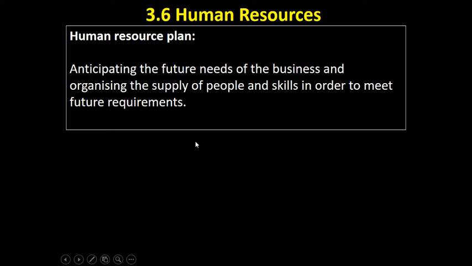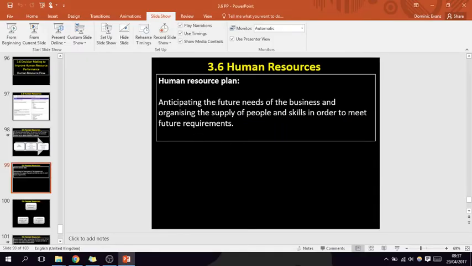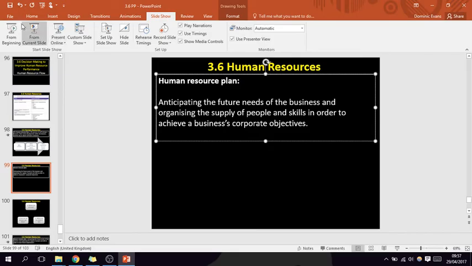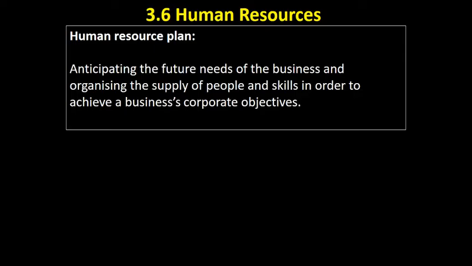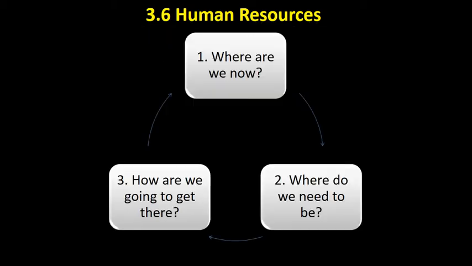A better way of saying that is probably, in order, the human resource plan. In fact, I'm going to change this definition: it's anticipating future needs of the business and organising the supply of people and skills in order to achieve a business's corporate objectives. Okay, that's really the most important thing that we're trying to achieve, making sure that we've got the staff in place to allow us to achieve our goals as an organisation.